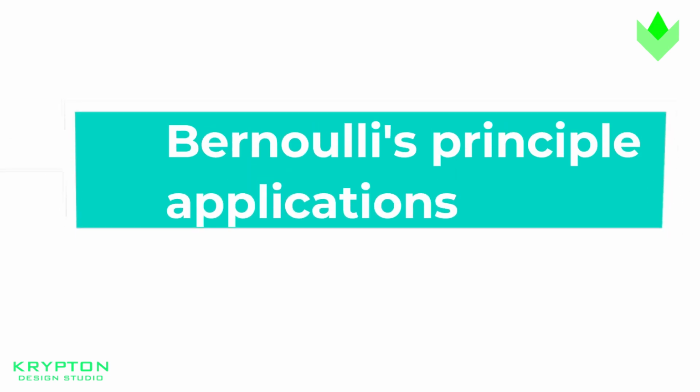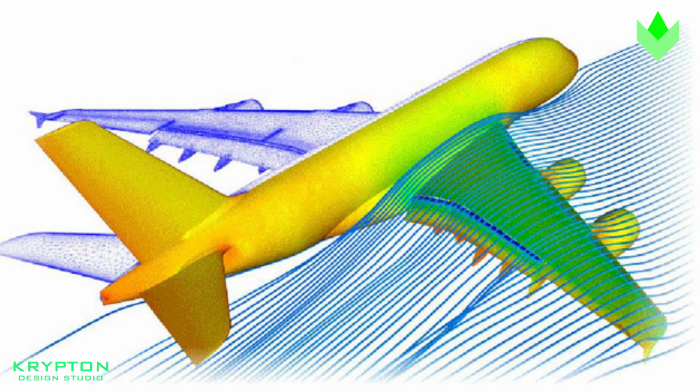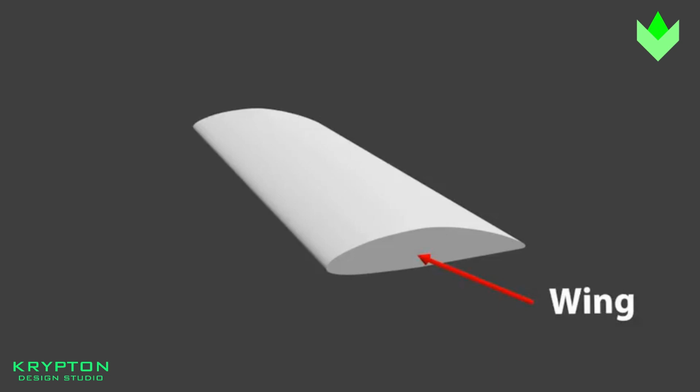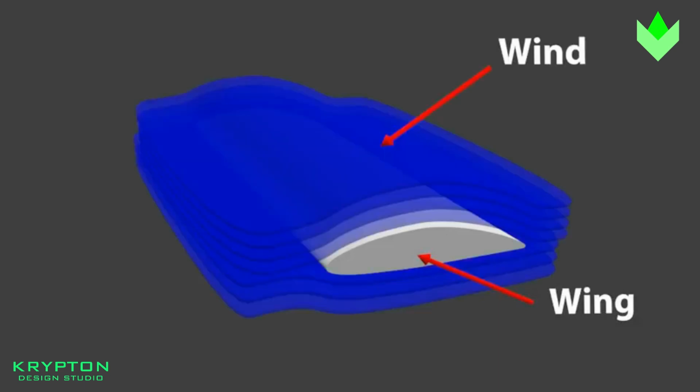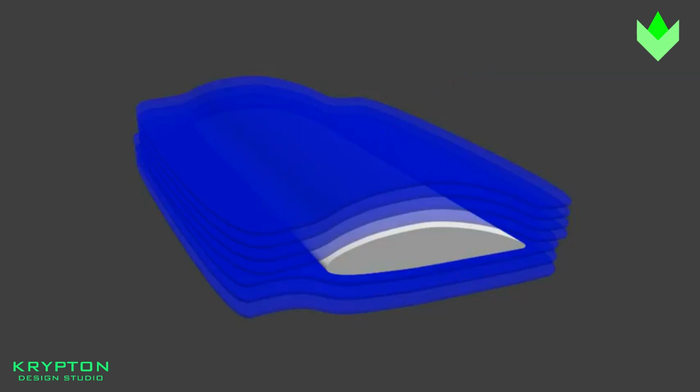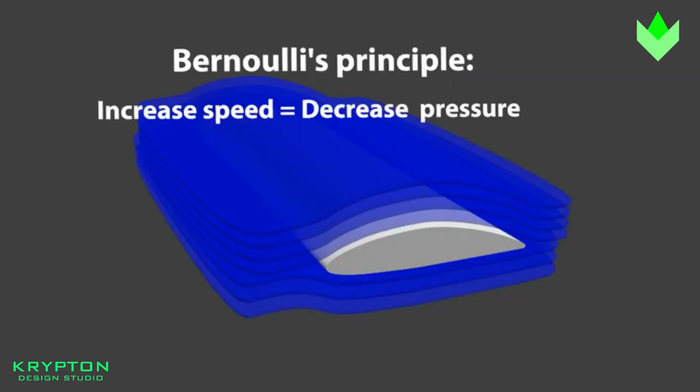So, what are some real-world applications of Bernoulli's theorem? Well, there are many. One of the most important is in the design of aircraft wings. By shaping the wing so that the air flows faster over the top than the bottom, engineers can create a pressure difference that generates lift. This is what allows airplanes to stay in the air and perform all sorts of amazing maneuvers.